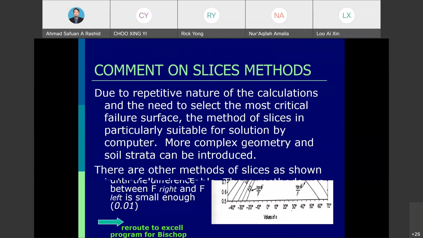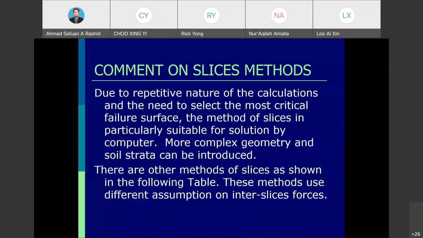Due to the repetitive nature of the calculation and the need to select the most critical failure surface, the method of slices is particularly suitable for solution by computer. More complex geometry and substrata can be introduced. So that's the same suggestion. When you read any other reference book, at the end all the authors agree that we need to use commercial software. However, we need to understand the fundamental concept of the method of slices. From there, we know what the important parameters to be used are, so that we fully understand how the computer works to determine the factor of safety.